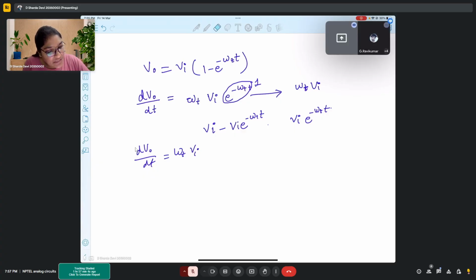That is possible when t is 0. If t is greater than 1 also, it is less than 1, the value is 1 by e power something. And t cannot be less than 1. So the maximum you will get is when t equals 0, and at that time, this is reported as the slew rate.